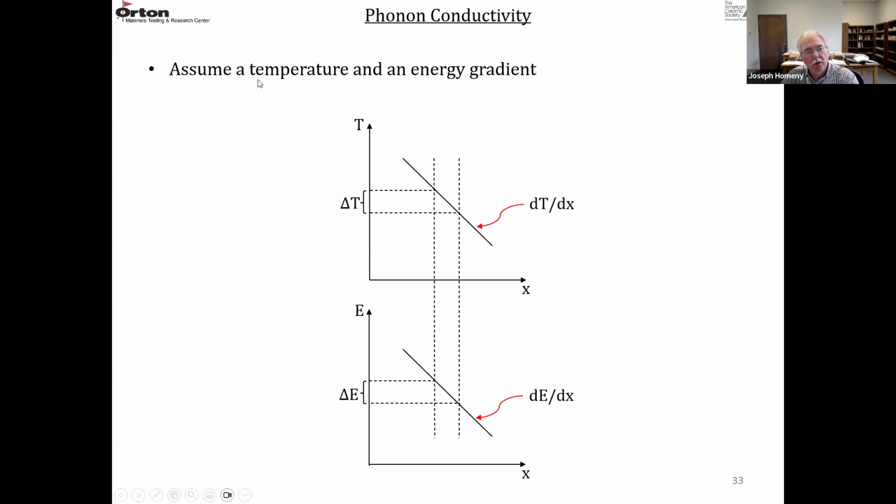So now we impose a temperature gradient, which imposes an energy gradient. So, temperature versus distance. This is our temperature gradient, dT/dx. At some delta T, that translates into a delta E. So this is energy versus distance. So a temperature gradient gives rise to an energy gradient, dE/dx.